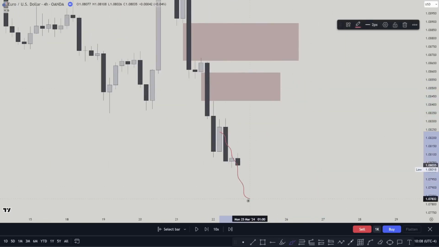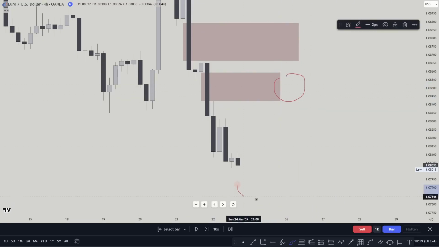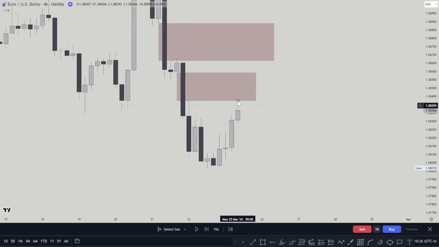So if the low is created here, price comes here, most likely it is going to take the low because we are in a downtrend and price comes into internal. If we see a confirmation here, then most likely it's taking the external too. So playing the price action, we can see that price is approaching that.